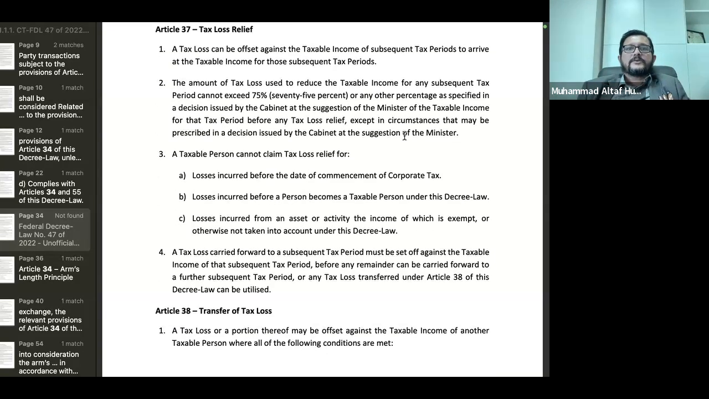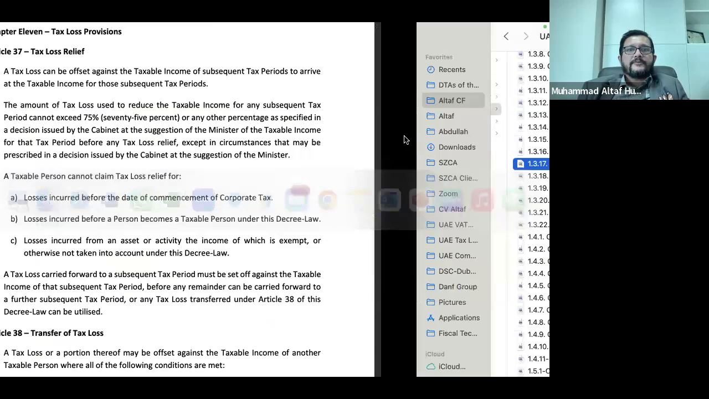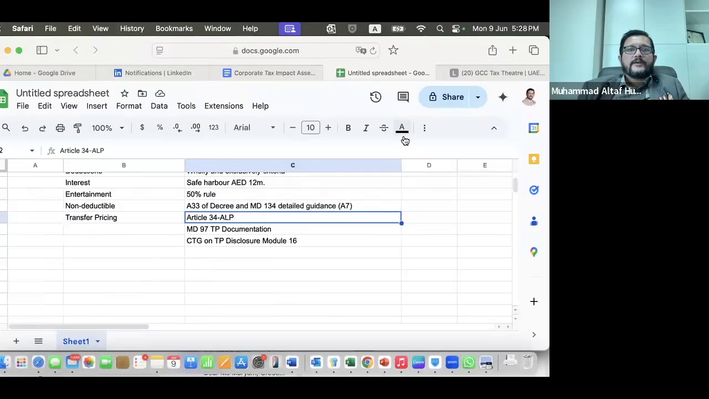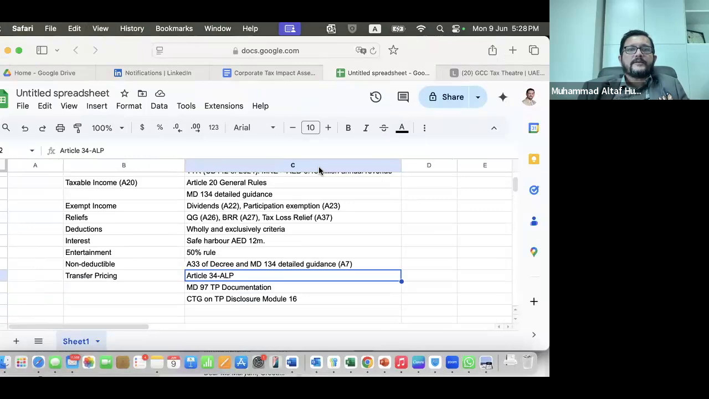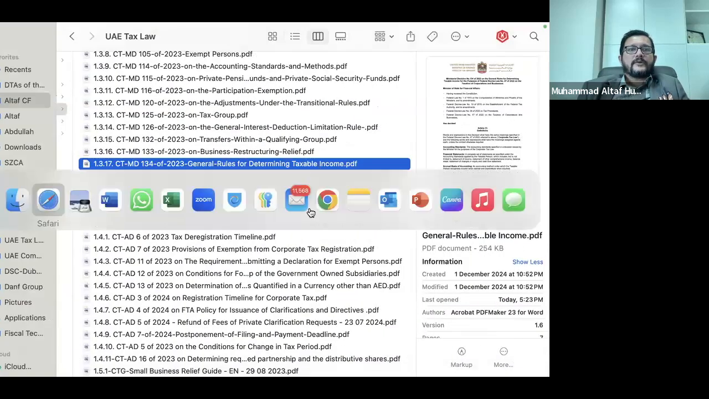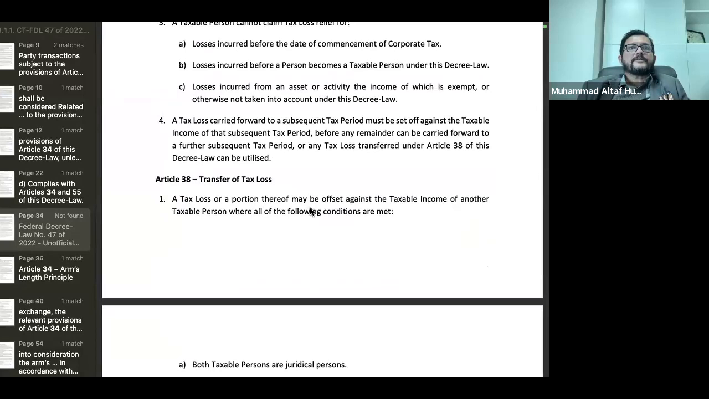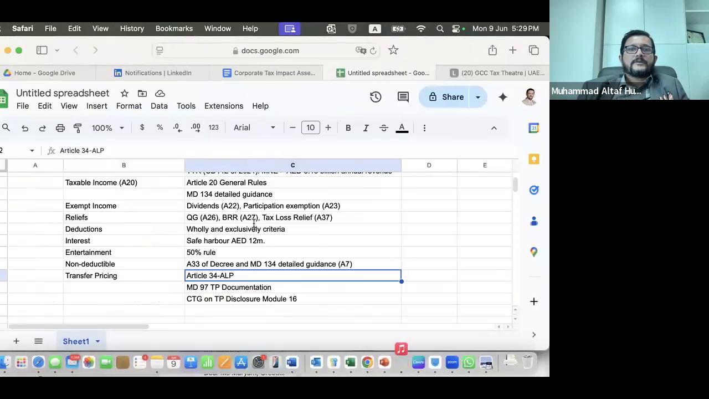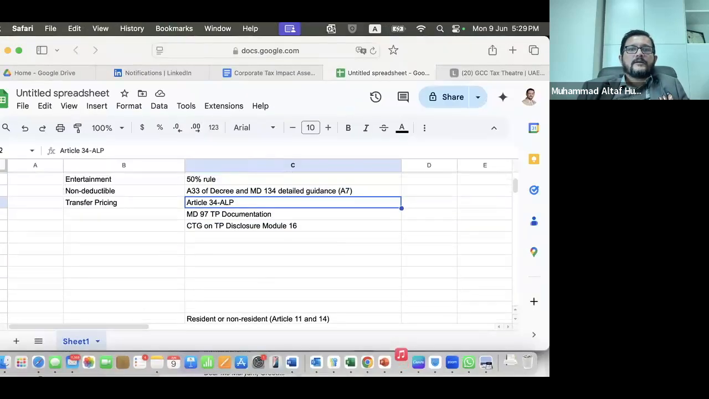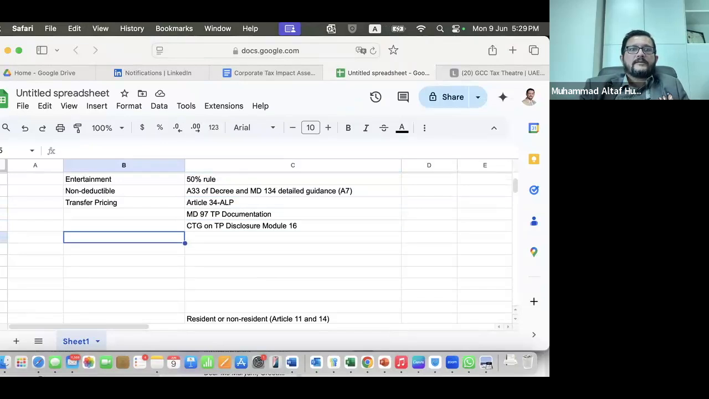Okay, right. So, Claire, tax loss relief we already addressed, right? Where did we address it? In reliefs. So it was already addressed. What is next? Transfer of tax loss. This goes together with the qualifying group, transfers and qualifying. Exactly. Now, what about tax group? That's what I'm writing.